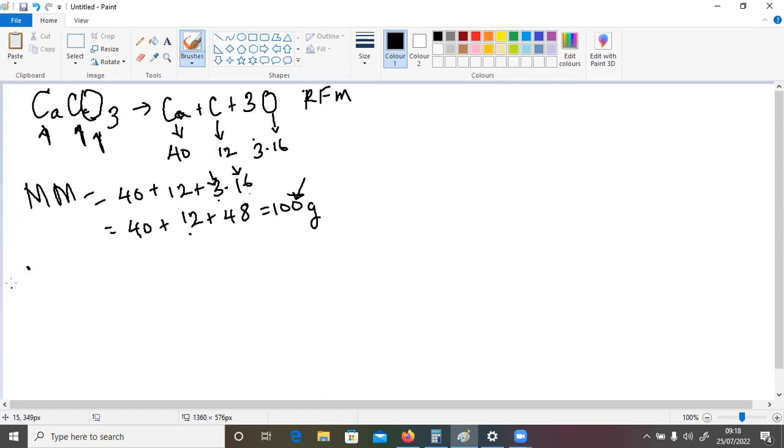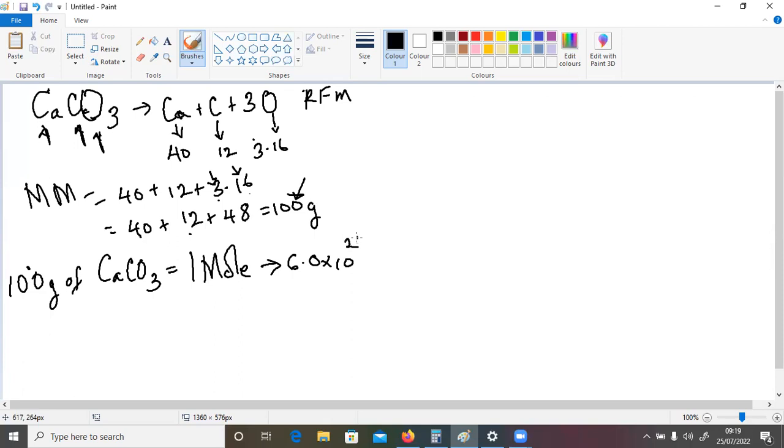So what I would say is that if I take 100 grams of calcium carbonate, this must be equal to 1 mole of calcium carbonate, and it also implies it must contain 6.0 times 10 to the power 23 molecules of calcium carbonate, or particles of this compound. So from here, I'm able to get the percentage composition of each element.